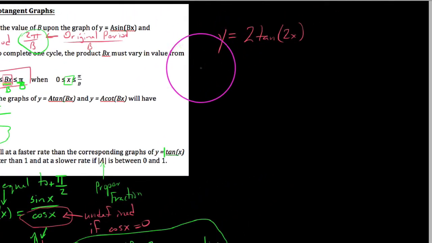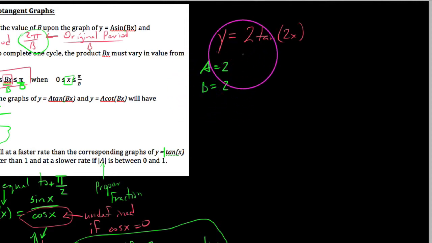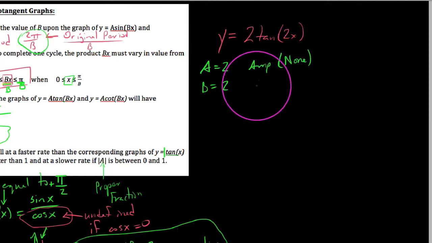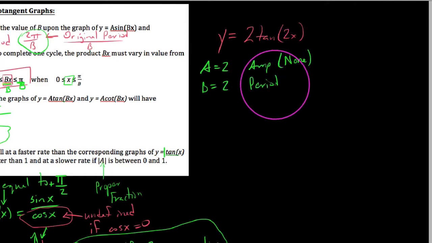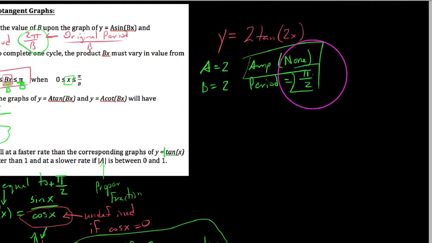We'll take a look at this graph up here where we have y equals a tangent bx, where our a value is 2 and our b value is 2. Let's start with this. We say amplitude, none. It doesn't have amplitude. We say period. Well, we'll take the normal period of tangent, which is pi, and we'll divide it by the b value, so pi halves. So this is the period, and it doesn't have any amplitude.